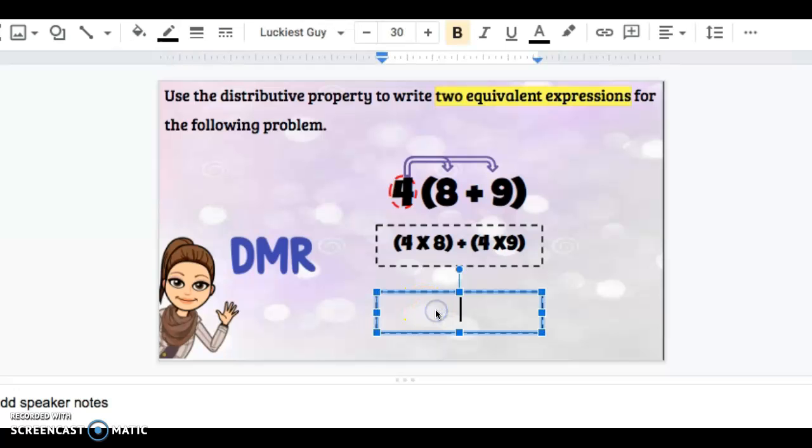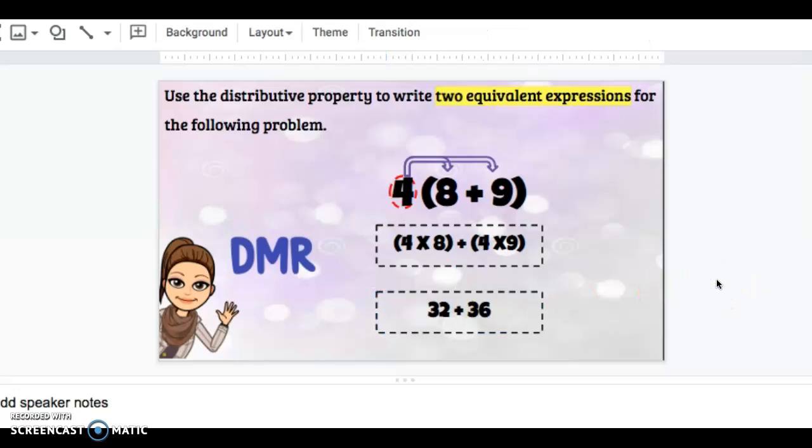Another one would be, okay, well, 4 times 8 is 32. Plus, because there's that plus sign again that gets brought down, 4 times 9, which is 36. And that's another equivalent expression.